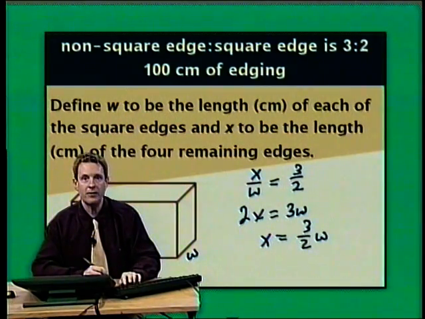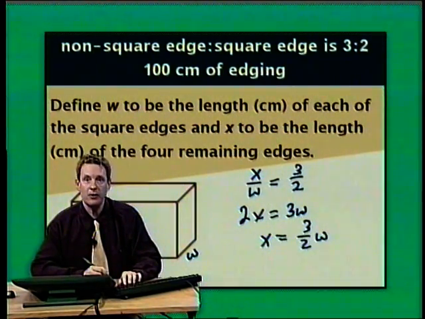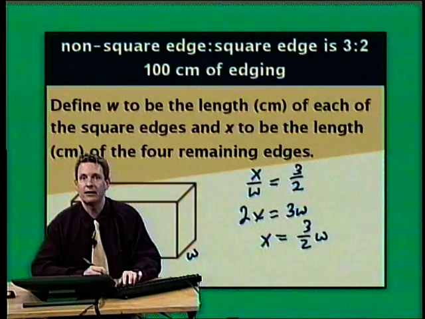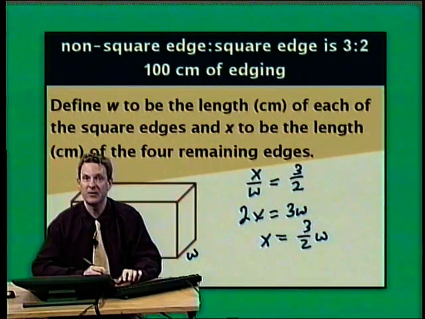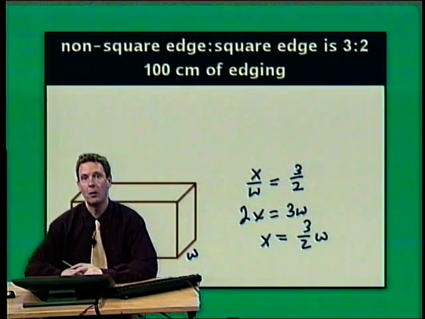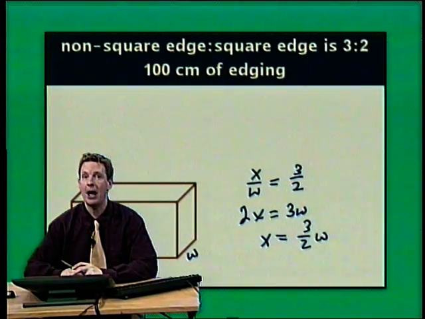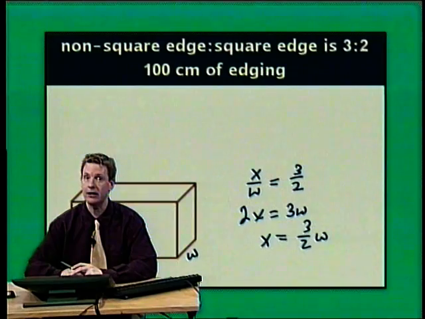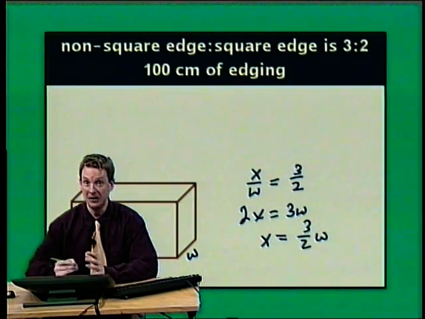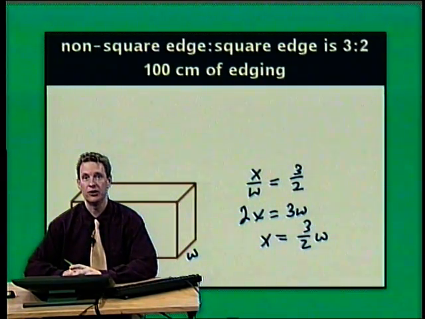Now I need another equation. To get my other equation, I need to use the fact that Armando has 100 centimeters of edging to use. What we need to do is count up how many edges of length w we have. We need to count up how many edges of length x we have. We need to add those numbers, and it needs to total to 100.